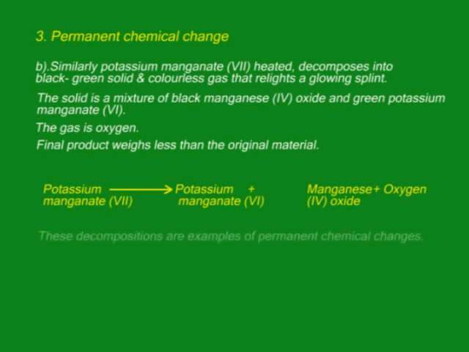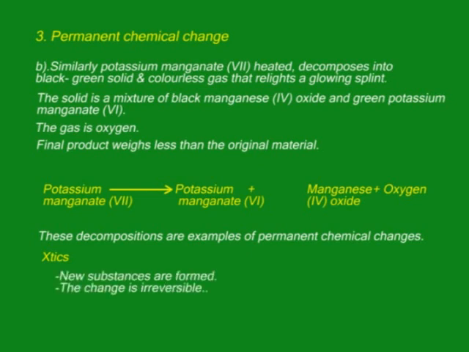Now, the decomposition of copper 2 nitrate and potassium manganate 7 are examples of permanent chemical changes, and they have the following features: new substances are formed, the change is irreversible, there is a change in mass, and heat energy is released or absorbed.